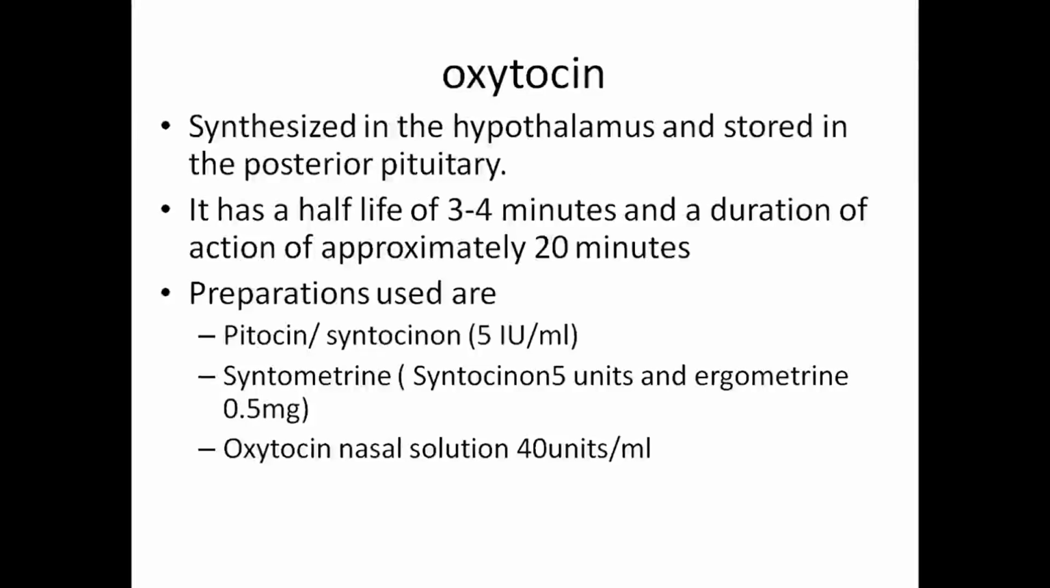First one is oxytocin. This is produced in the hypothalamus and stored in the posterior pituitary. It has a half-life of 3 to 4 minutes and a duration of action of approximately 30 minutes. The preparations are Pitocin or Syntocinon, 5 international units per ml, Syntometrine, that is Syntocinon 5 units and ergometrine 0.5 mg, and oxytocin nasal solution, 40 units per ml, available.